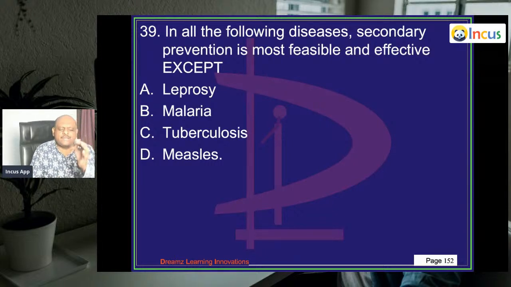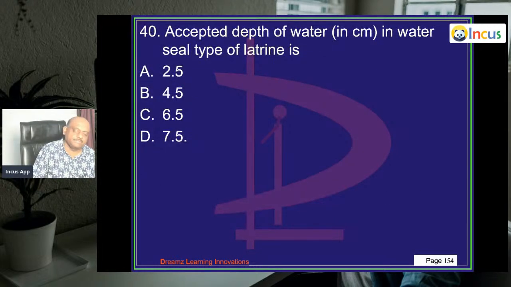Early diagnosis and treatment is secondary prevention. So leprosy, malaria, TB, you can do that, not in the case of measles.